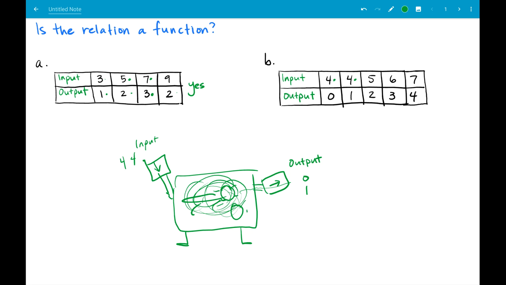This means that it's not a function, because whenever I put a 4 into my function machine, it produced a different output. It wasn't consistent and didn't produce the same output. That makes it not a function. So again, you have to remember that every input has to produce exactly one output, and it can't change, in order for it to be a function.